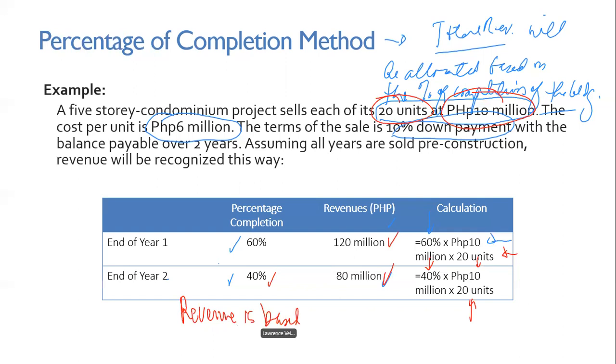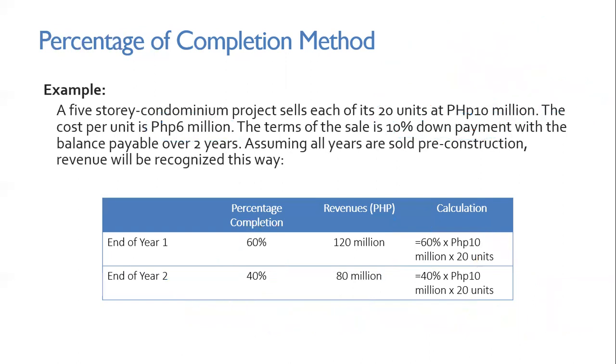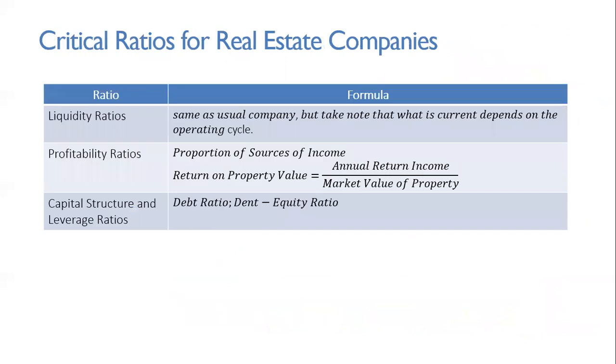So the revenue is based on the percentage of completion and not percentage of collection. Kaya hindi relevant yung 10% down payment. Kasi revenues are supposed to be recognized based on the portion that you have already rendered, which is based on the percentage of completion. Okay. What are some critical ratios for real estate companies? Of course, liquidity ratios, profitability ratios, and capital structure and leverage ratios. Okay, nothing different.